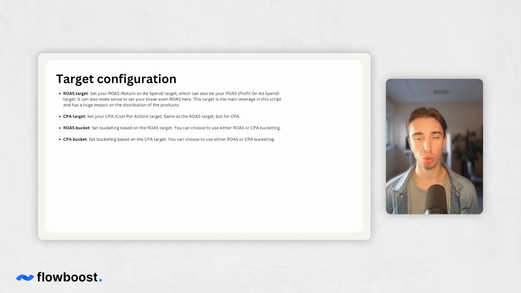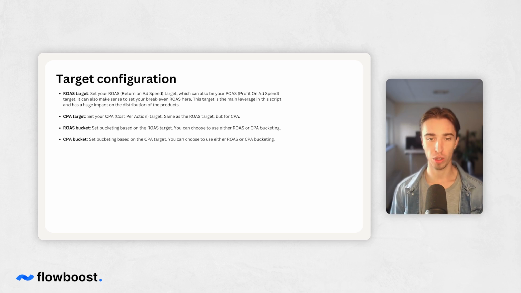Of course, you can also do this for your target CPA. This works the same, but the calculation is based on your CPA. Then you need to choose between the CPA or ROAS bucket, and the default is that the ROAS bucket is set to true. We also recommend it because we like value-based bidding, but you can also choose the CPA bucket.